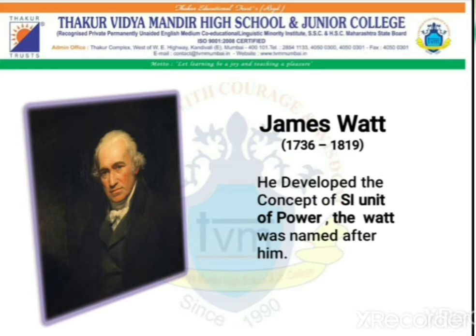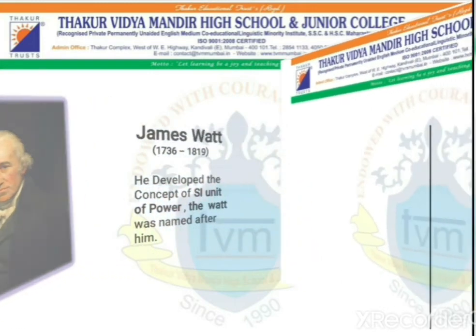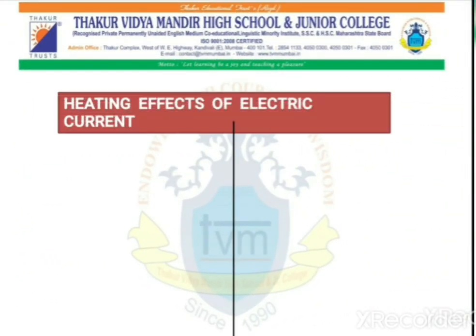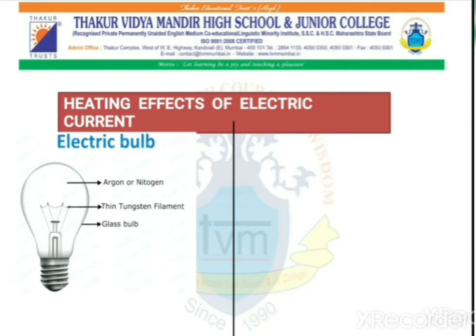Now this heat which is generated because of the passing of electric current can be utilized in different ways, which we call the heating effect of electric current. Whenever current passes through a wire, it gets heated up, and that heat is utilized in different appliances. For example, the electric bulb.